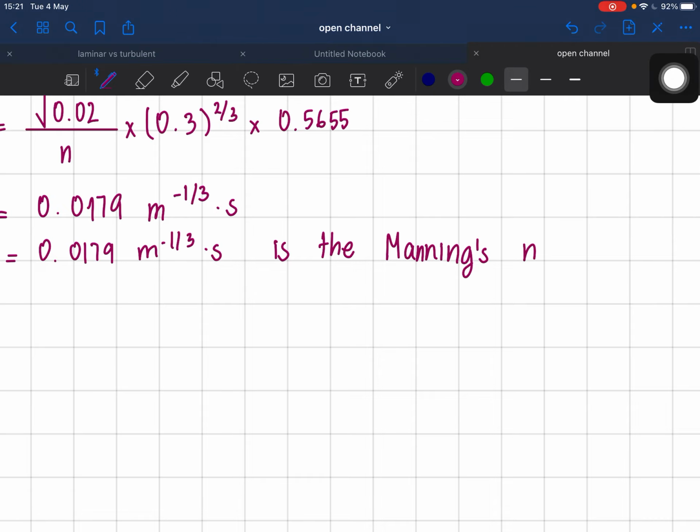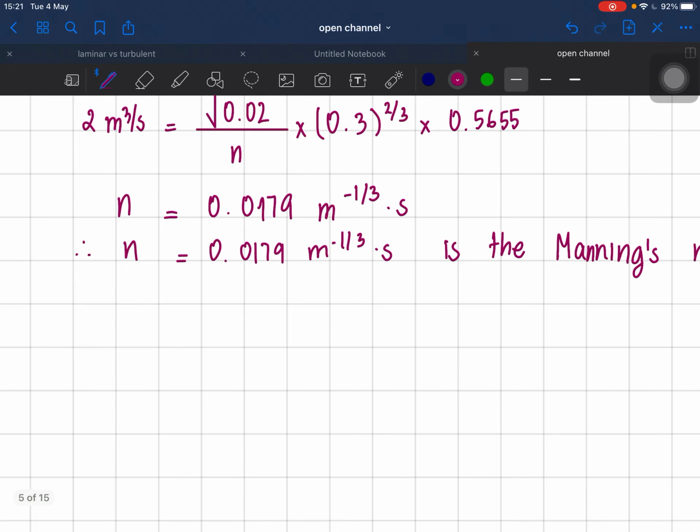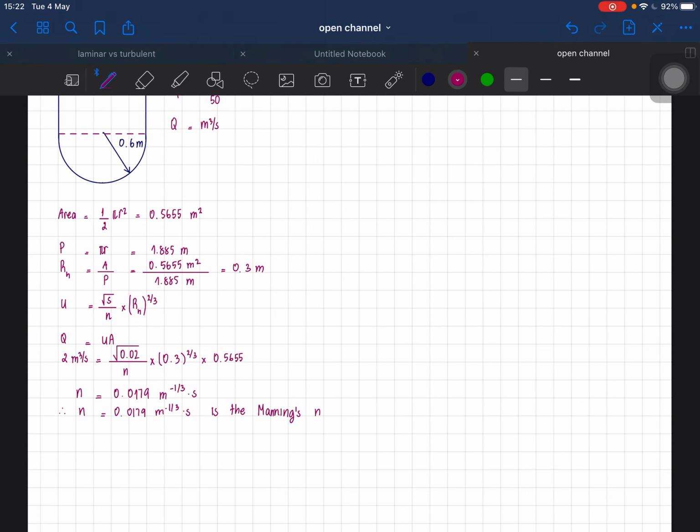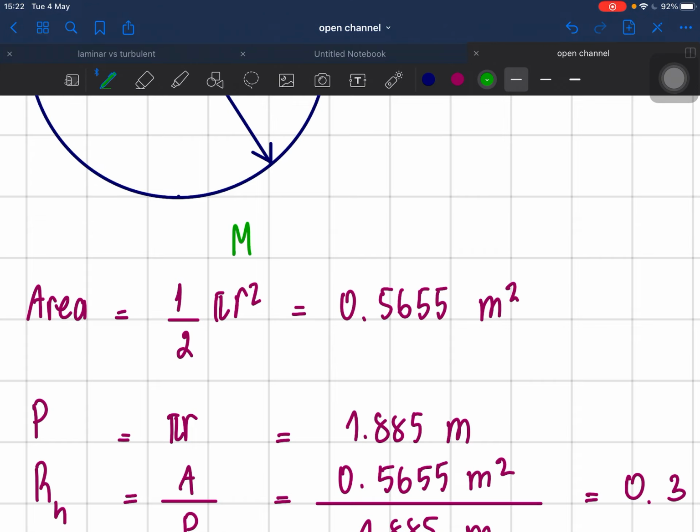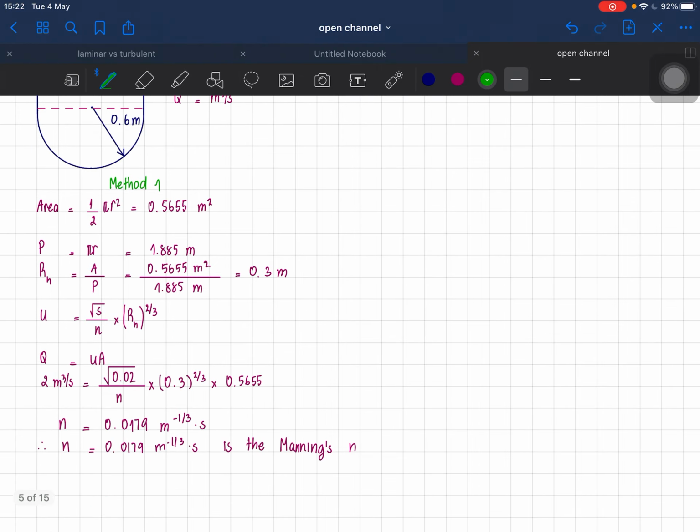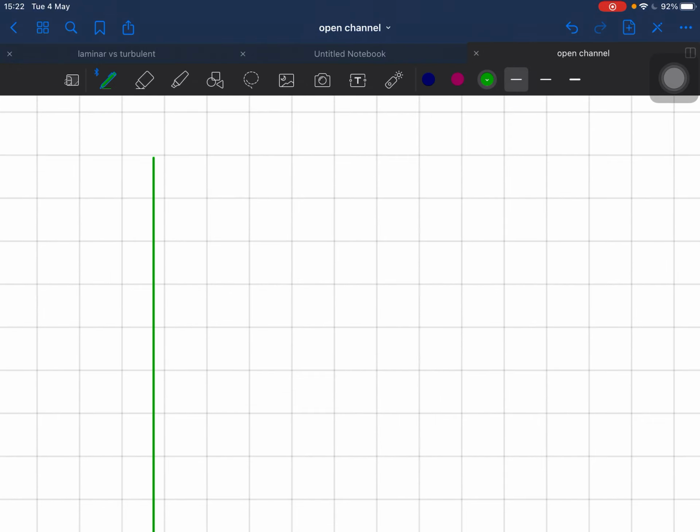And then we have to find the next part. But before going to the next part, I want to show you the alternative method for this one. We can just do V equals Q over A. So this is method 1, and this is method 2.